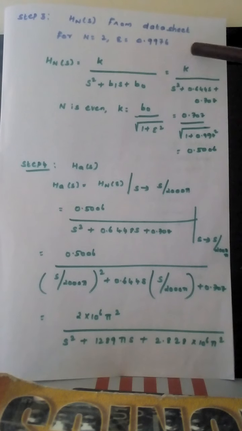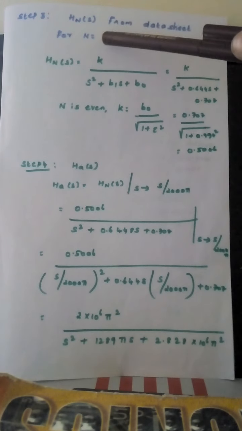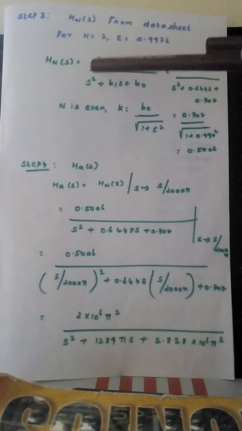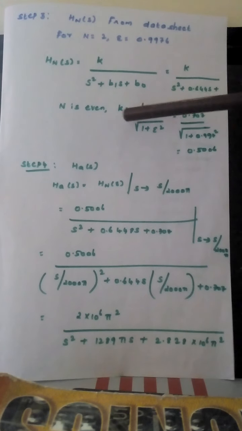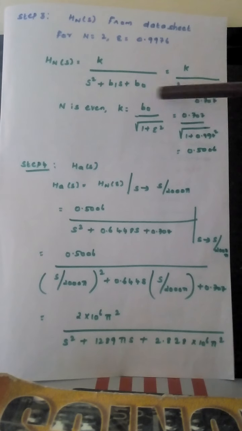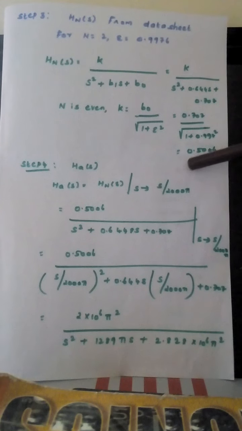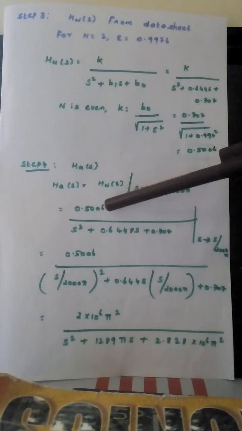Now we have to find the value of K. The K value depends upon whether the n value is even or odd. If n is even, the K value can be found by b0 divided by the square root of 1 plus epsilon square. So the b0 value is 0.707, and the epsilon value is 0.9976. If we substitute here we get 0.5006. So the K value will be replaced by 0.5006.